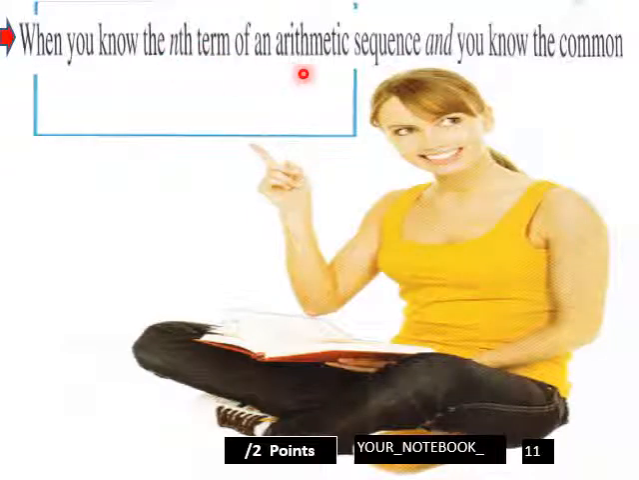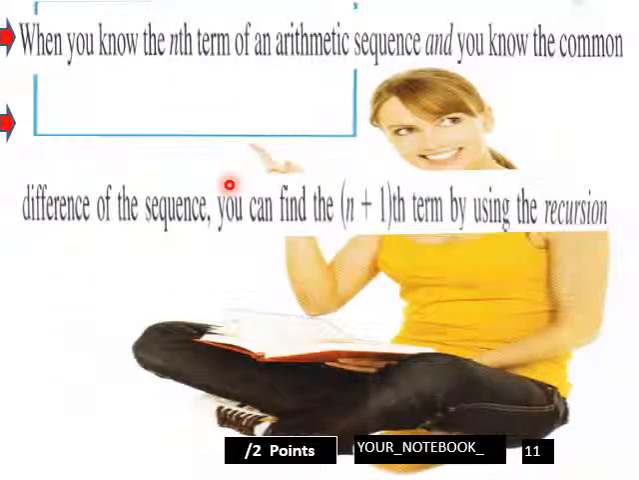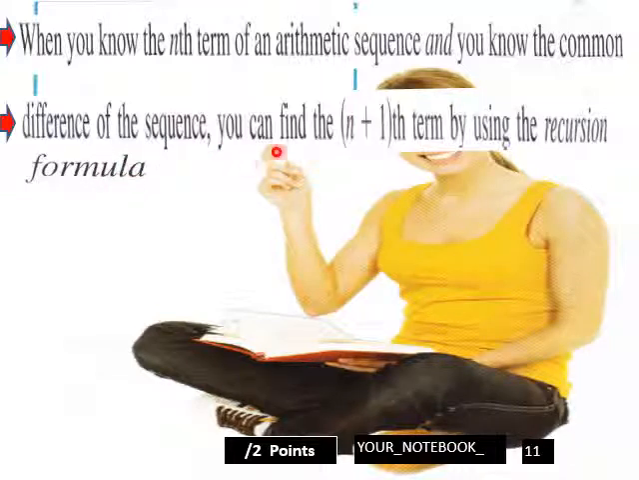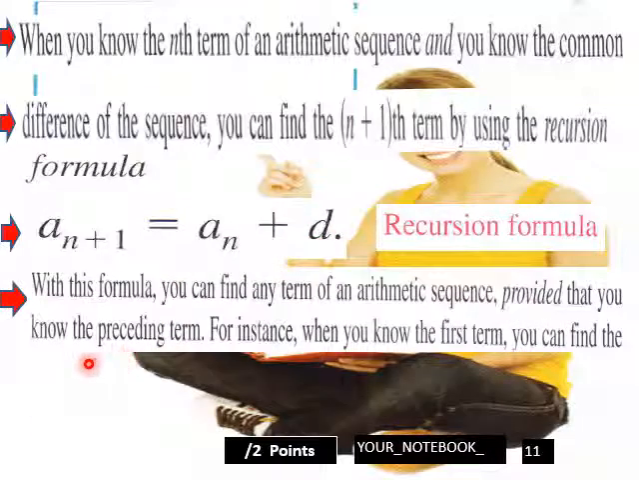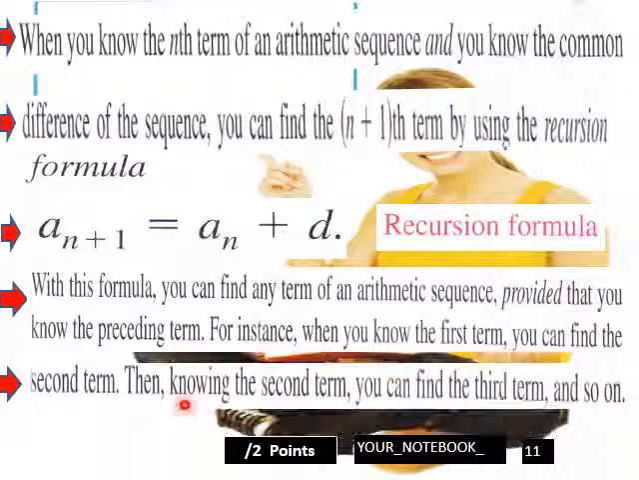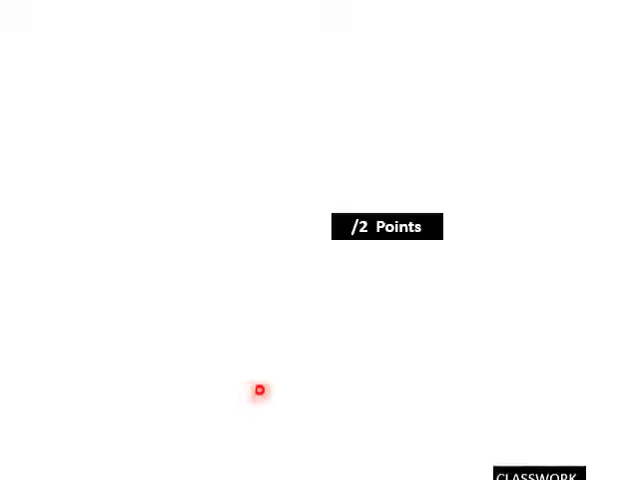When you know the nth term of an arithmetic sequence and you know the common difference of the sequence, you can find the n plus 1 term by using the recursion formula: a(n+1) equals an plus d. This is your recursion formula. With this formula, you can find any term of an arithmetic sequence provided that you know the preceding term. For instance, when you know the first term, you can find the second term. Then knowing the second term, you can find the third, and so on.